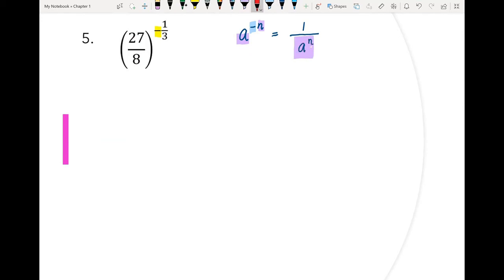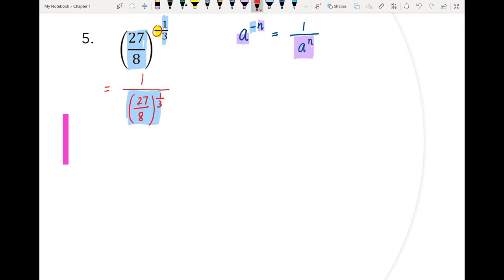So now I'm going to apply. Okay, I have a negative here. So I'll get 1 over something. 1 over what? I will get 1 over what's left here: 27 over 8 to the power 1 over 3. This whole thing will be at the denominator. So I'm going to write it down, 27 over 8 power 1 over 3.